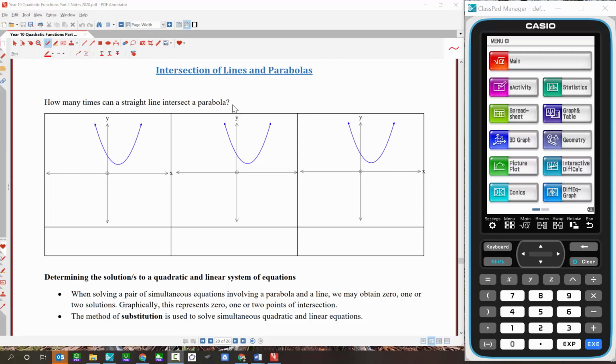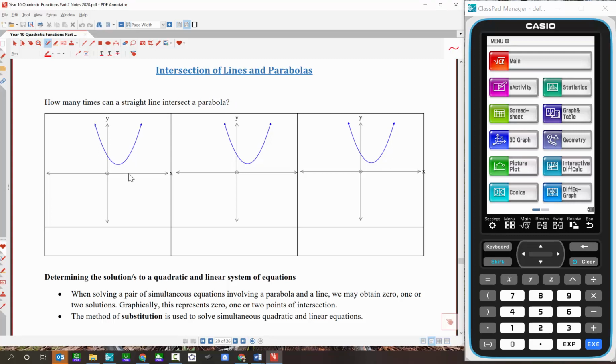Today we're going to combine what we know about linear functions and quadratic functions. So we're going to look at when linear functions intersect parabolas. And there's different ways that this can happen. So how many times can a straight line intersect a parabola?